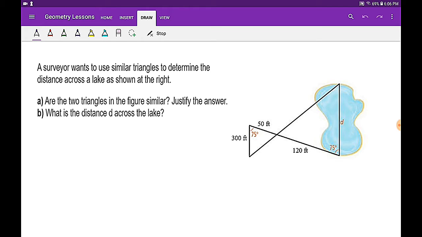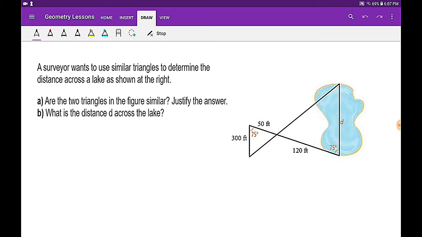Part A. Are the two triangles in the figure similar? Now let's look at the two triangles. We have two triangles. One is smaller than the other. We have the given measurements in one. We have a side that is 300 feet and another side which is 50 feet.